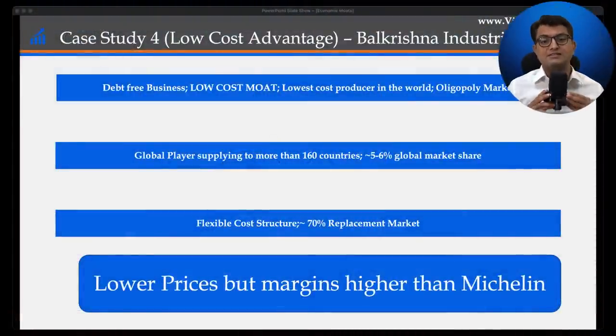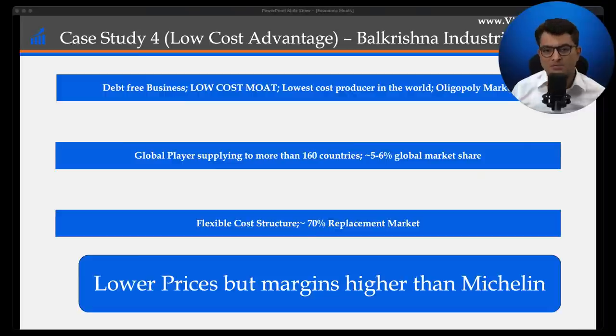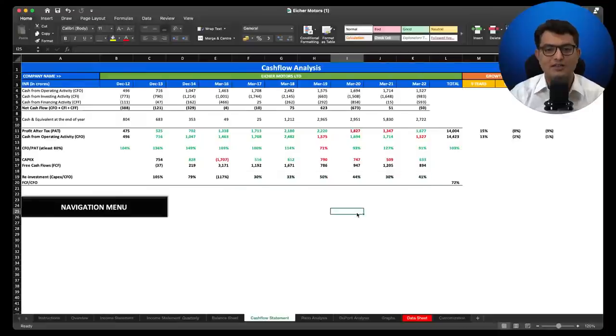So Balkrishna Industries is a case study of a low-cost advantage moat. This is again a debt-free company. You remember I told you earlier that these companies generally are debt-free. They have a low-cost moat, and this is one of the lowest cost producers, not only in India but in the world. In a small oligopoly market, where there are only a few players, this company has one of the lowest costs, and that is why they are able to gain incremental market share every year. Right now it is commanding 5-6% market share across the globe in the segment where they operate. Although they charge lower prices than brands like Michelin, their margins are even higher. So let me show you their margin profile.